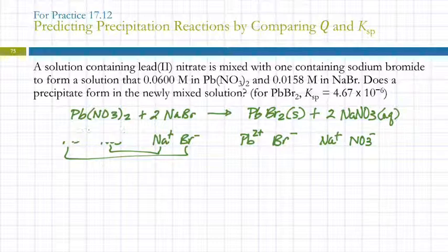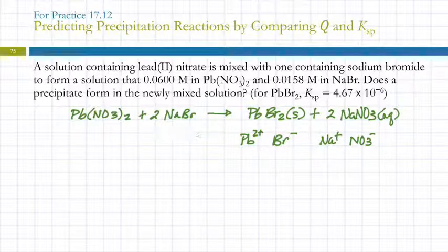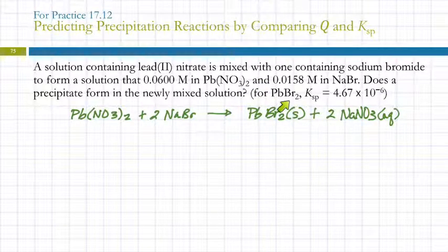So I'm going to erase what's down here. We don't need that anymore. Now, do you have to write out this whole equation? No, you don't. But you do have to identify what's the thing that might precipitate. If you try to do this calculation with sodium nitrate, you're going to get frustrated. Here we've got a big hint because we're given KSP for PbBr2, so that's probably what we need to look at.